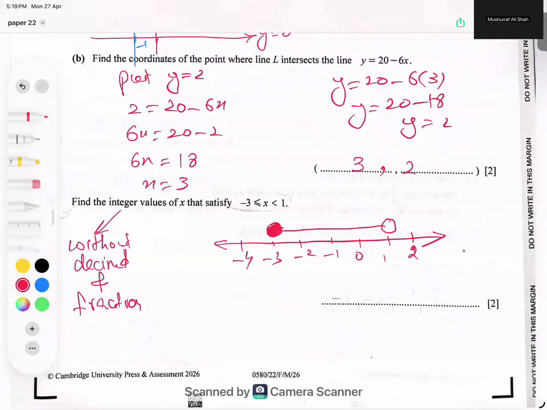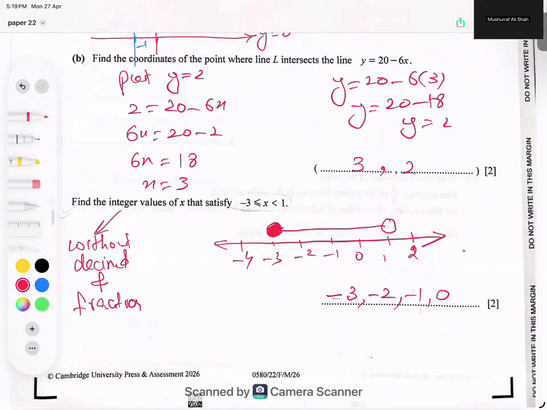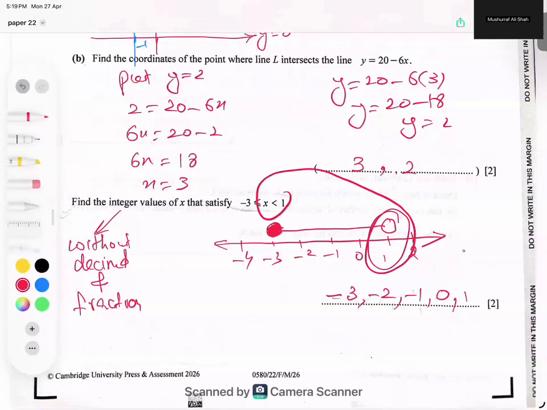So now all these numbers are in the answer we have to write, integers. I start from -3 included, a part of the solution: -3, -2, -1, 0, and 1. Sorry, 1 is not there. The reason is 1 is not a part of the solution, so we should not take 1. Okay, students? We have to exclude 1, and 0 is a must.